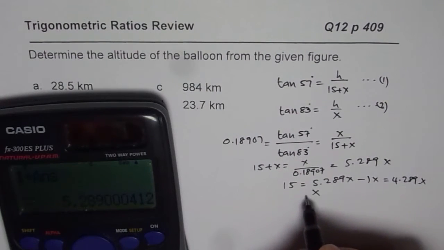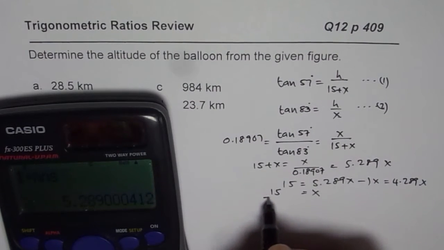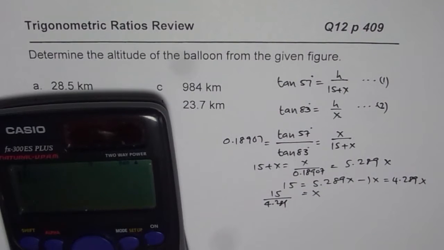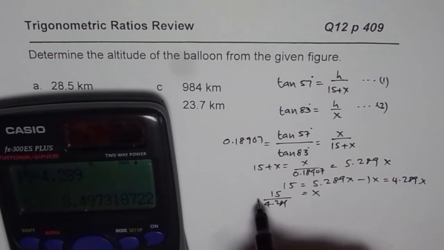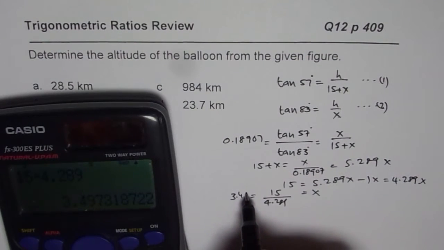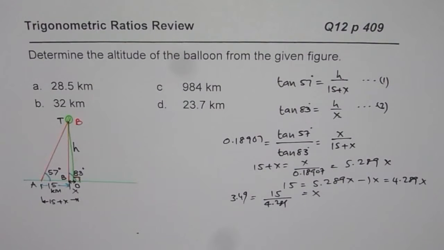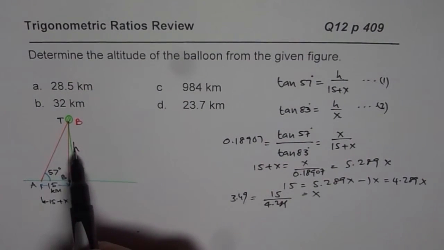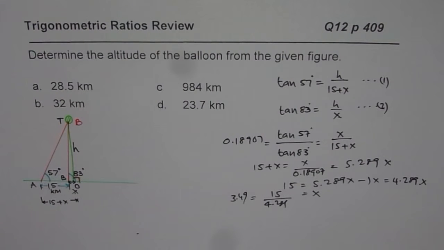So from here we can find what x is. So from here we know x is 15 divided by 4.289, which equals 3.49. So we get 3.49 as the value of x. So we know x, that is this distance. We need to find height. So how are you going to find height?